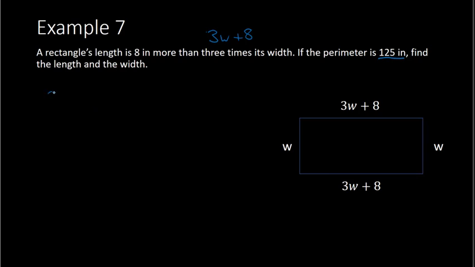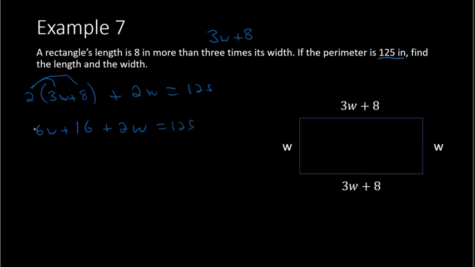So I have 3w plus 8 plus another 3w plus 8. So I have 2 lengths, plus width plus width, which would be 2 widths. So the formula is 2 times length plus 2 times width, because you have 2 lengths plus 2 widths. So from here, 2 times 3w is 6w, and then 2 times 8 would be 16. And that perimeter, by the way, is equal to 125.